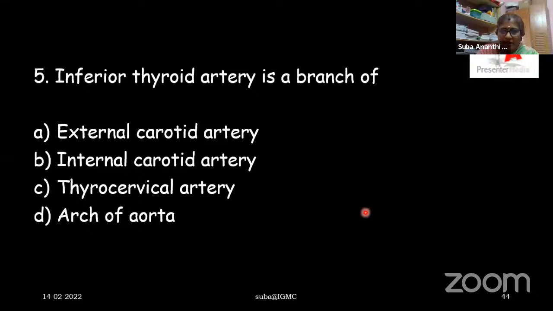Now, the fifth question is, inferior thyroid artery is a branch of option A, external carotid artery, option B, internal carotid artery, option C, thyrocervical artery, and option D, arch of aorta.